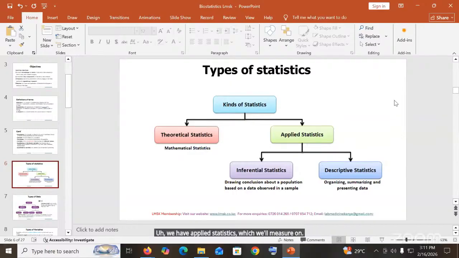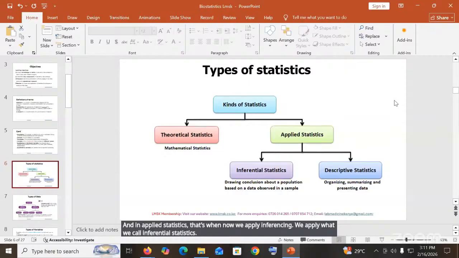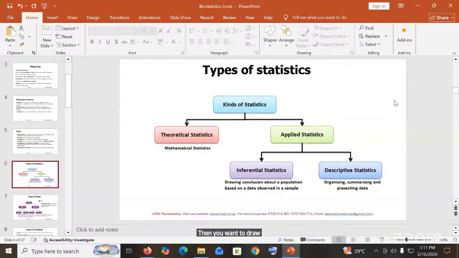In applied statistics, that's when we apply inferencing. We apply what we call inferential statistics, where we draw conclusions about a population. That's inferencing. So inference is just drawing a conclusion. Now you can do some research, for example, that survey, then you want to draw a conclusion out of the survey. You need to do what we call inferential statistics.